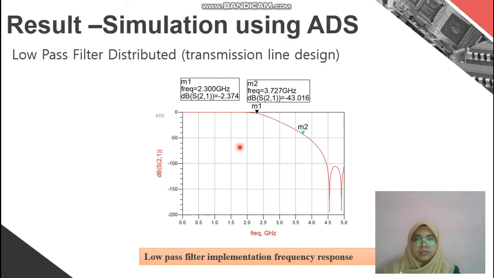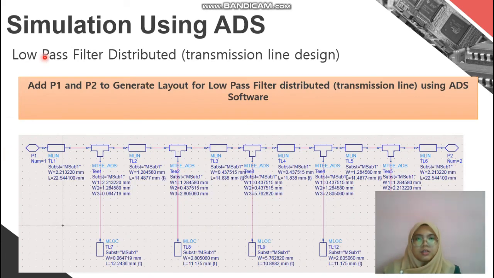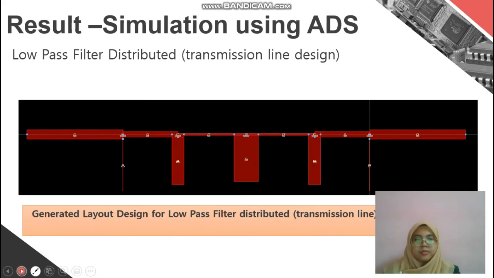Insertion loss at 6.6 gigahertz. And you can see the shape is there. The shape is the shape of a low pass filter. Next, to generate the layout, we have to add P1 and P2. So here we add P1 and at this end we add P2. When we add them, we can generate the layout design. So this is the generated layout design for the low pass filter distributed transmission line using ADS software. So that's all for my part. Thank you.